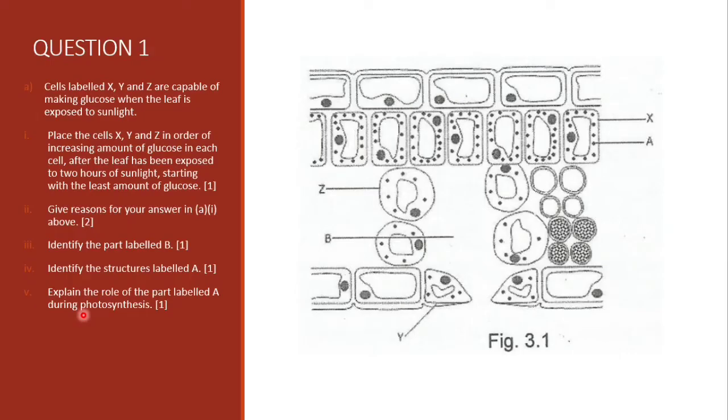So chloroplast contains a green pigment known as chlorophyll, which traps light energy needed for photosynthesis. Okay, it is as well as the site of photosynthesis. So chloroplast, that's where photosynthesis takes place. That's the role. Okay, it's more like a kitchen. It provides that space for photosynthesis to take place because it contains a green pigment which will trap the energy required for the process of photosynthesis. So that's the role of the part labeled A, which we've identified as the chloroplast.